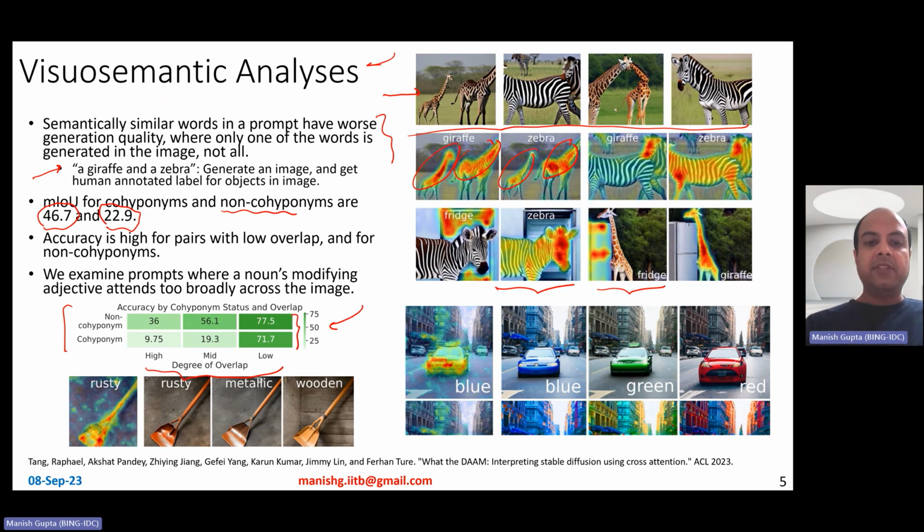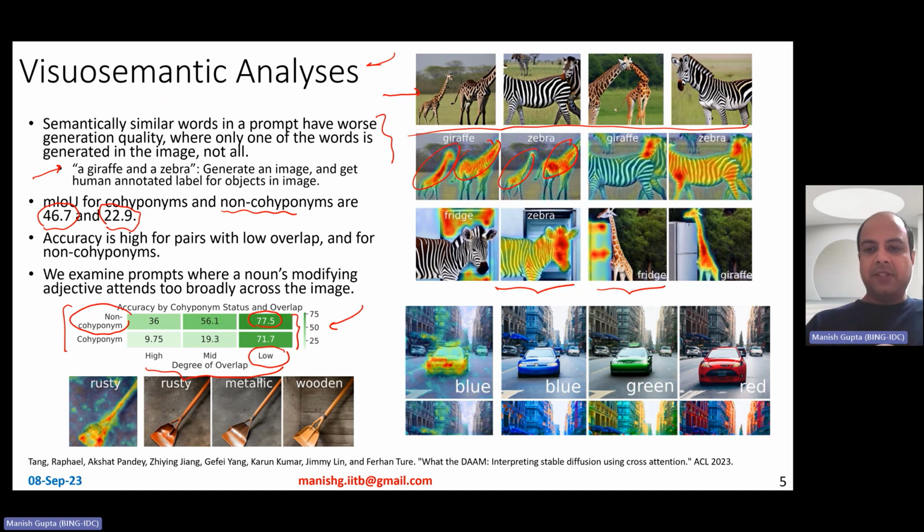So they find that the accuracy of the generation is super high when you are trying to generate images for non-cohyponym captions, and also when the heat maps have low overlap, okay, low overlap. That's a very interesting observation. But they also had other interesting observations.